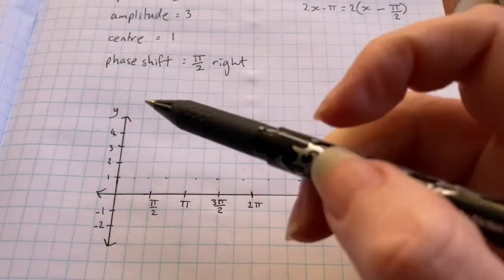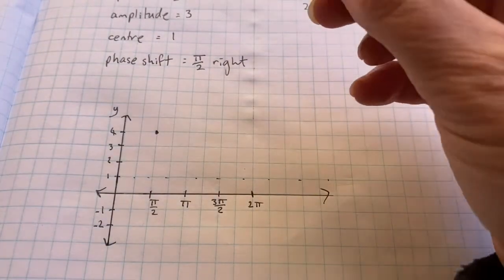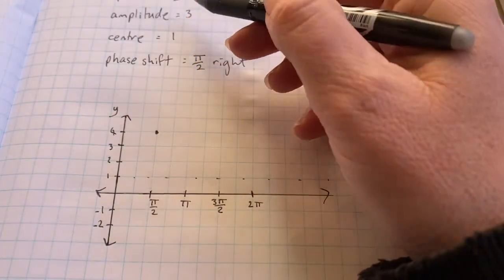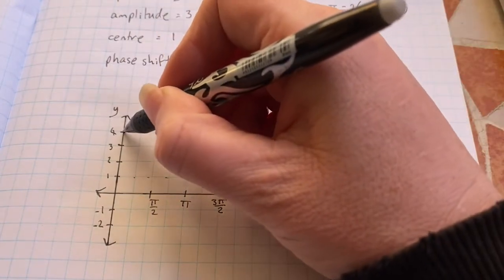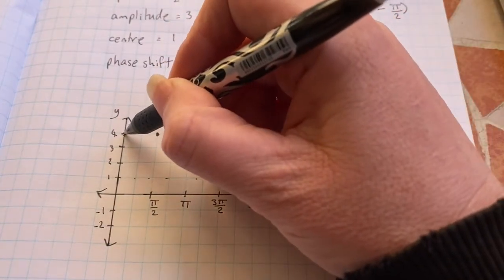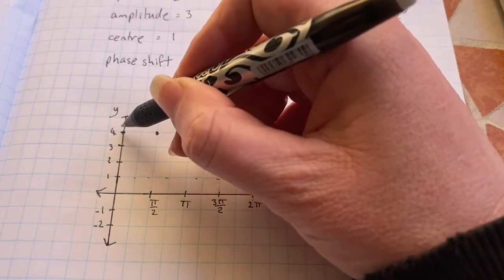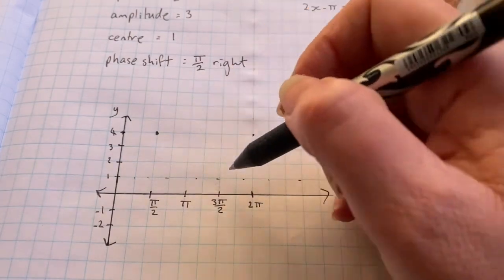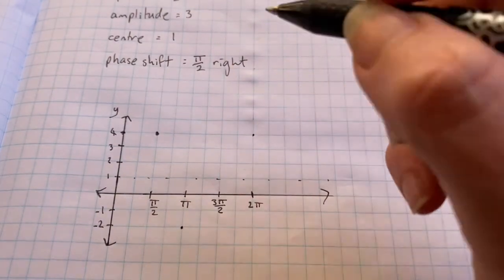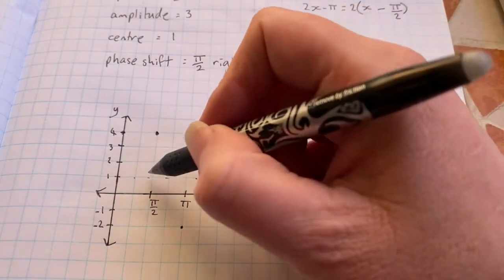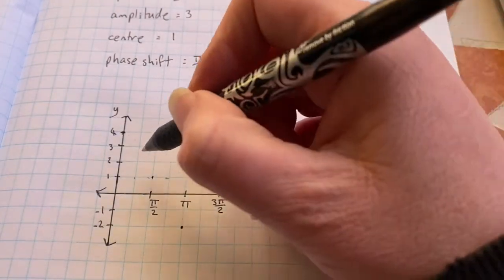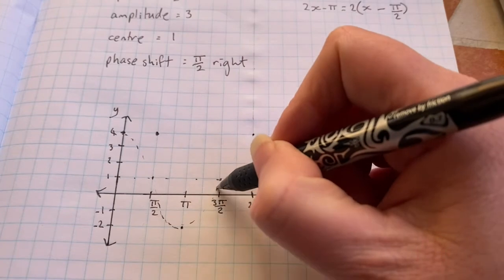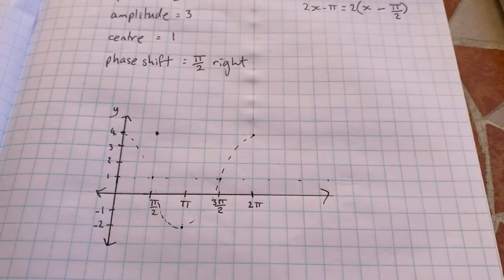Now normally, without the phase shift, we would start up here on the y-axis, and because the amplitude is 3, it would be 3 units above the center. So normally we'd start here, and just in light pencil, I'm going to draw what it would normally look like. So it would normally start here and finish over here. Halfway between at π, it's going to be 3 units below. That's what it would normally look like. Halfway between each of those, it would normally cross the axes. That's what it normally looks like, and I'm going to start with that.